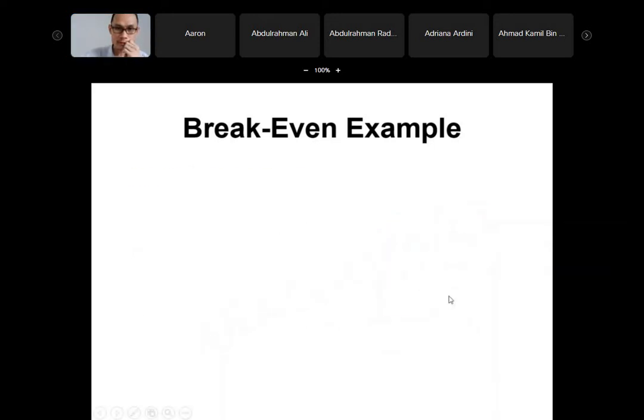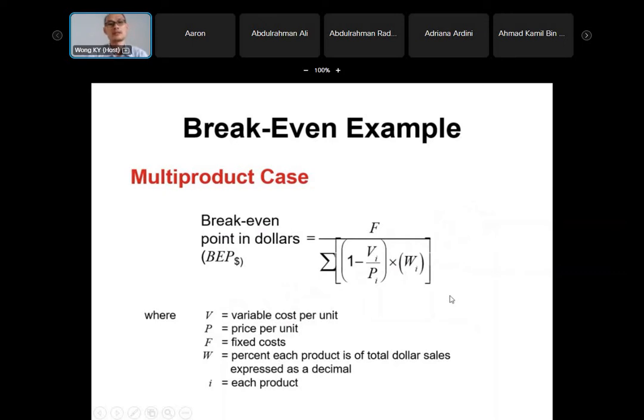Right, let's move on to break-even analysis for multiple products. Just now we looked at a single product. But you know companies always sell multiple products. So how do we do break-even analysis if we have multiple products? So this is the formula. The break-even point in dollars, BEP dollar, if you have multiple products, is equal to F divided by 1 minus VI per PI times WI, and then you sum up this term.